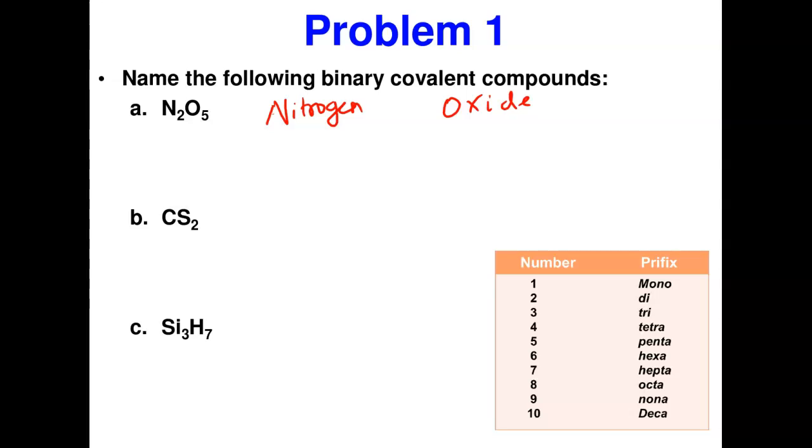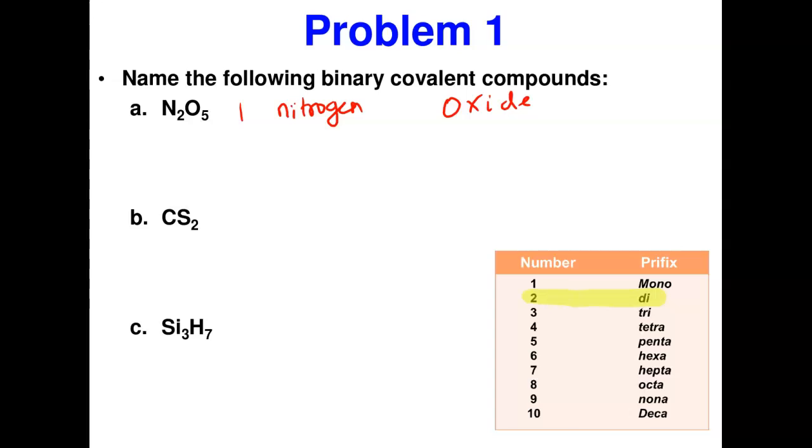What is remaining? We need to indicate the number of atoms present. We go to the prefixes. Now, look at the prefixes. How many nitrogen atoms do we have here? We have 2. Where is 2? 2 means di. So we're going to put it. So this is going to be di. I should use small letters for this. Okay, I'll go back. Sorry for that.